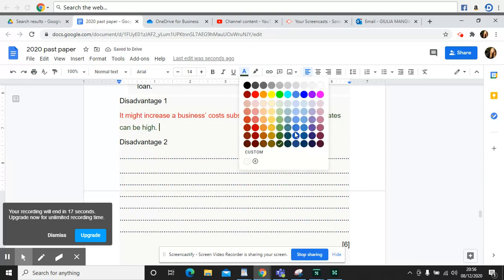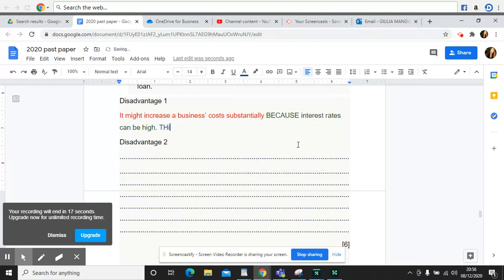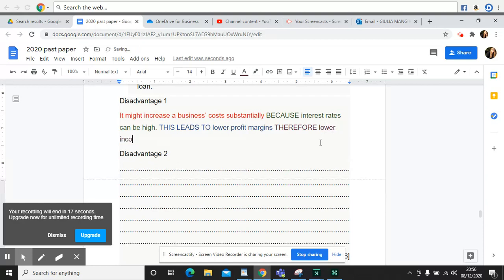Then we say that this leads to lower profit margins, as we said, because our costs are higher. And therefore lower income for the business, meaning that it will be harder to finance the business's investments. That would have been a great way to get the 3 marks.